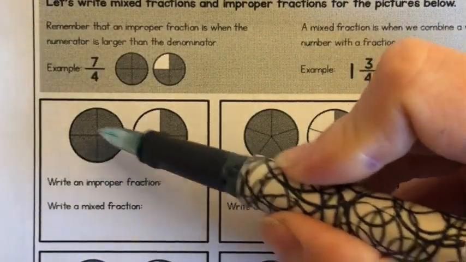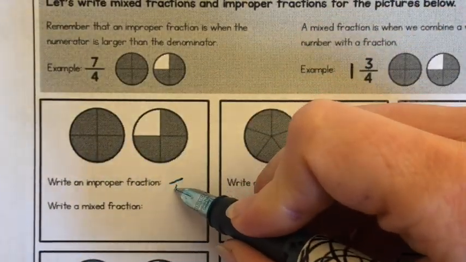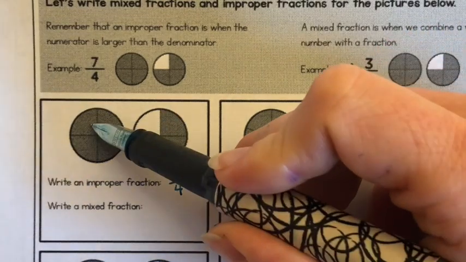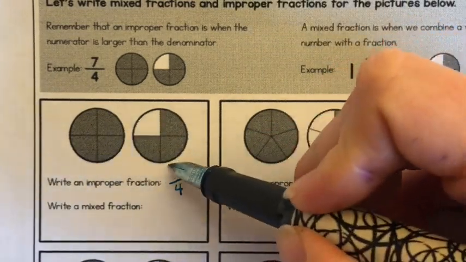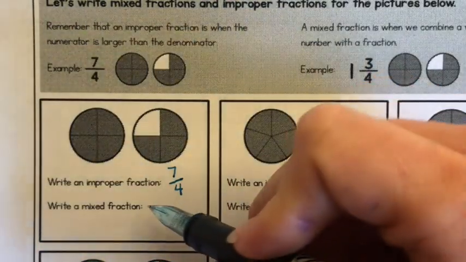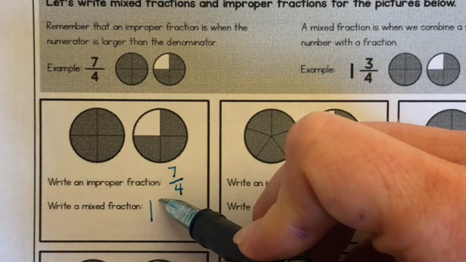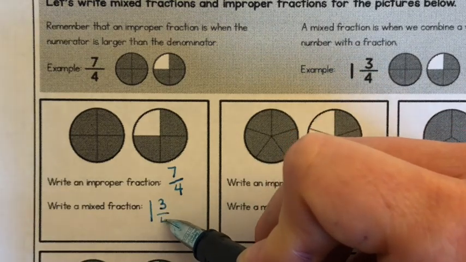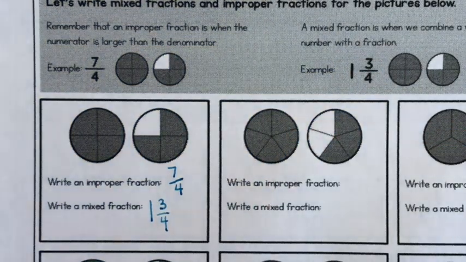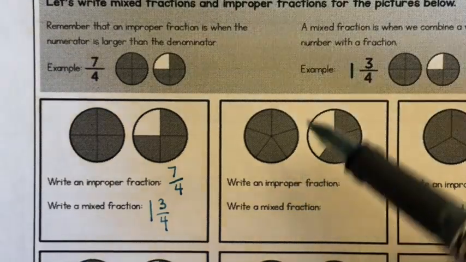So it says write as an improper fraction. So here we have fourths. So I know my denominator is going to be a 4th. And I know I have 1, 2, 3, 4, 5, 6, 7 fourths. Or I have 1 whole and 3/4. Make sense?